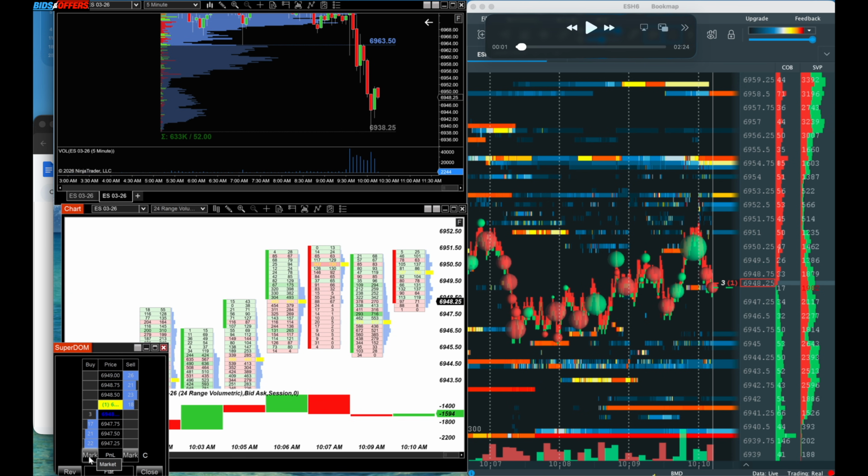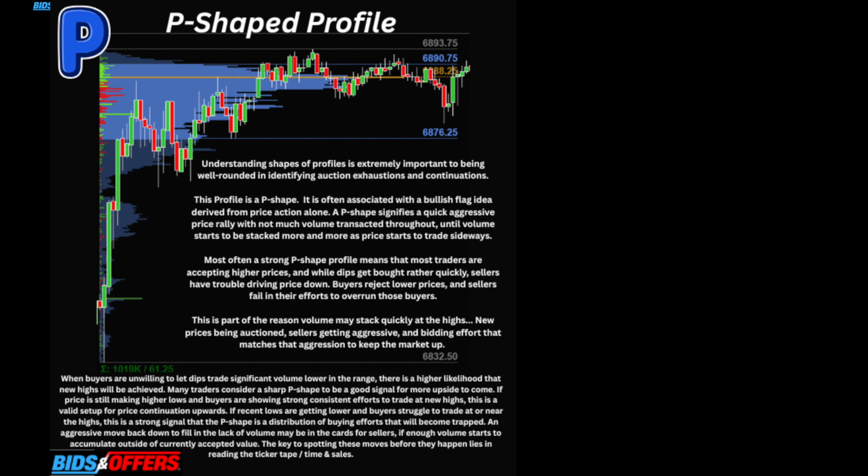I'm going to give you some context from the volume profile perspective. A volume profile is a tool that allows you to see all the volumes accumulated at price over a certain specified range. In this case, I have this profile drawn from about 5 a.m. all the way over the currently traded price at 69.48. What this profile tells me is that it is a P-shaped profile.